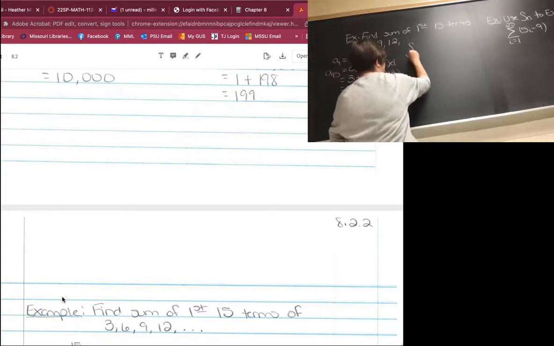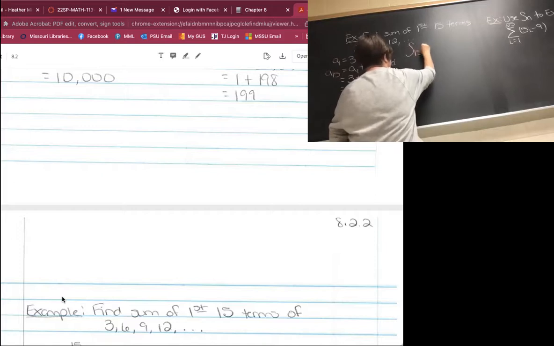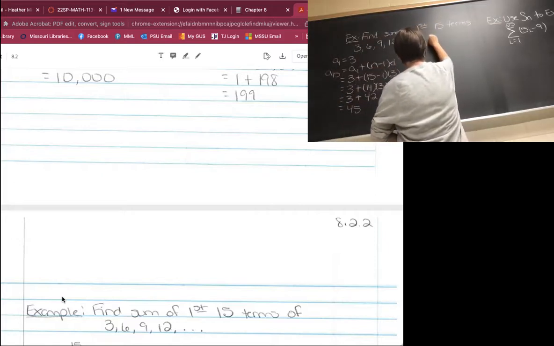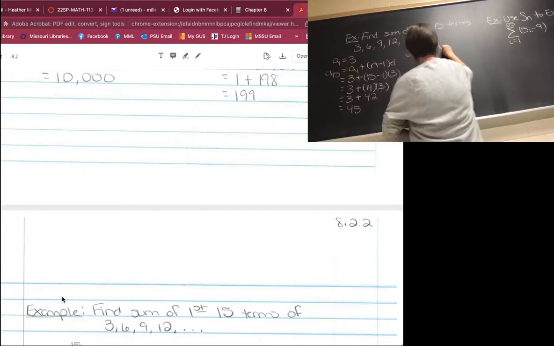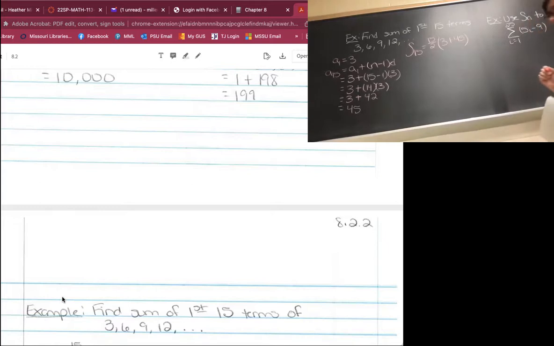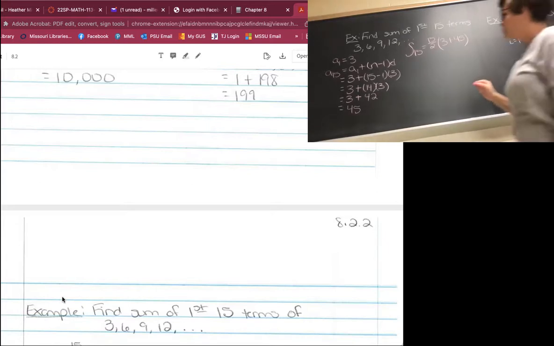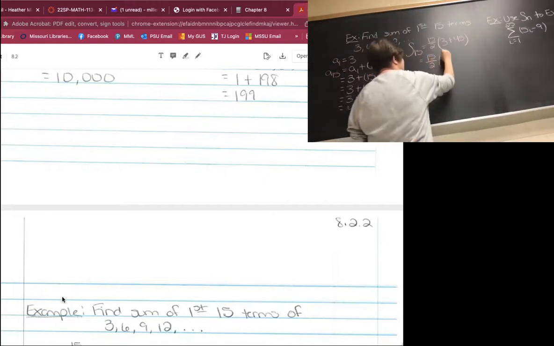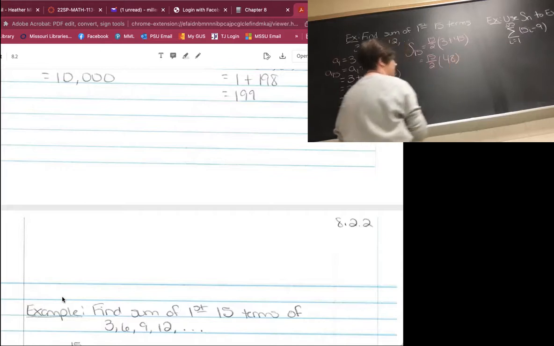So now I'm going to find S sub 15. Well, that's going to give me n over 2, which is 15 over 2, times the first term, which is 3, plus the 15th term, or the last term, which is 45. So that's 15 over 2 times 48.